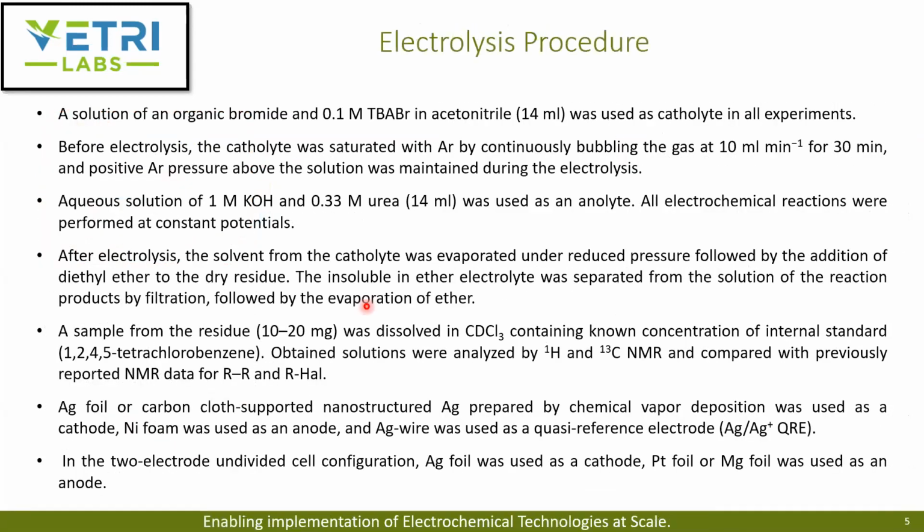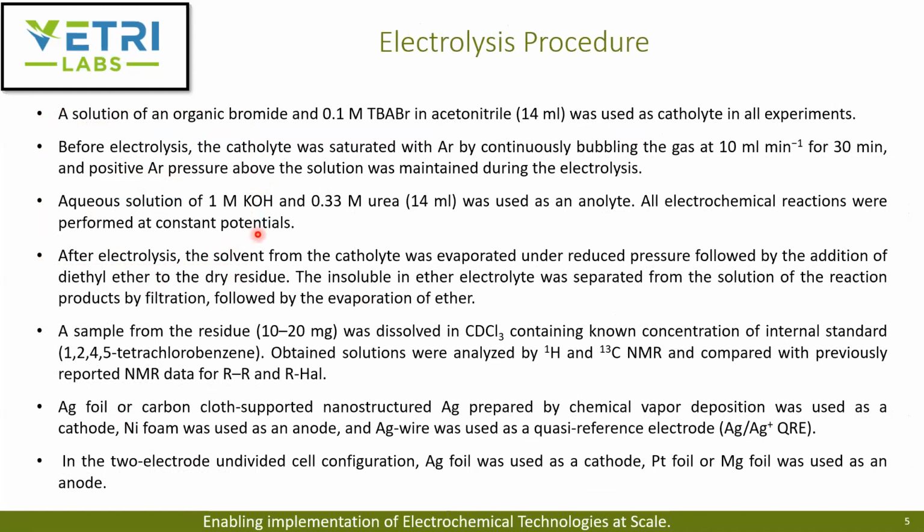So, a brief of their electrolysis procedure. They used a solution of organic bromide with 0.1 molar tetrabutylammonium bromide in acetonitrile as catholyte. Before electrolysis, they saturated their catholyte with argon for 30 minutes with a flow rate of 10 ml per minute, and they also maintained the argon atmosphere during the electrolysis.